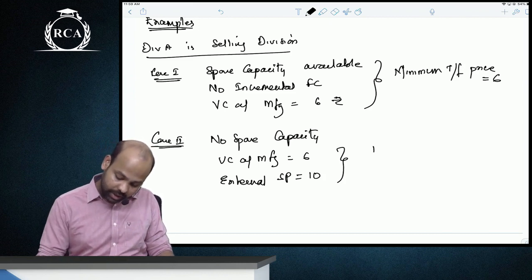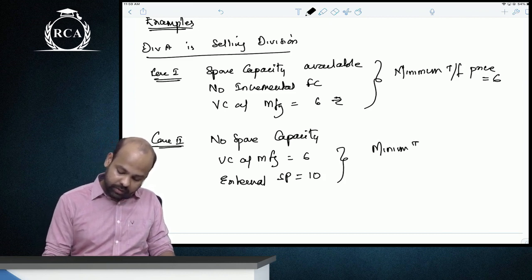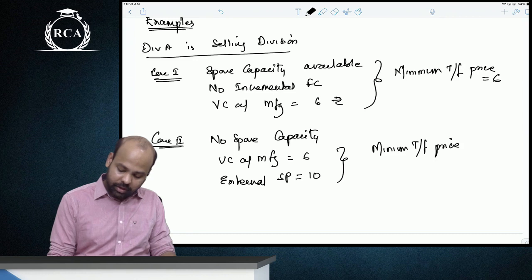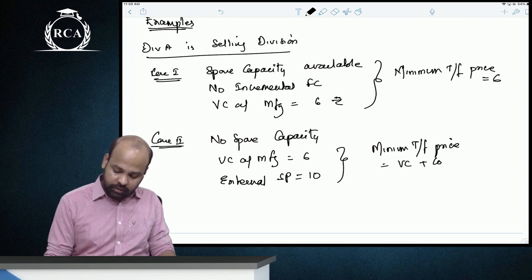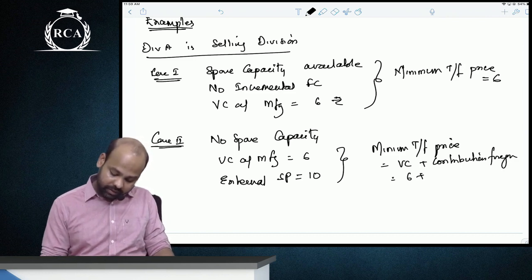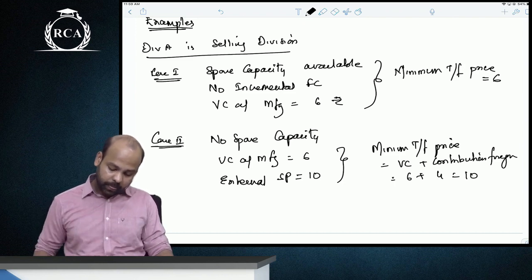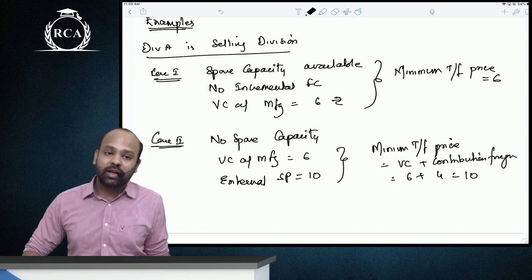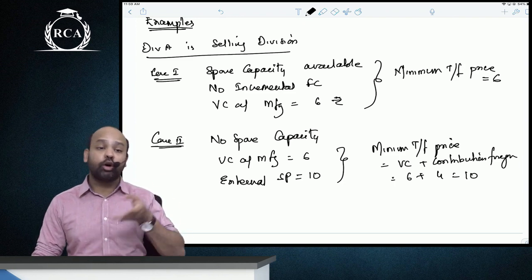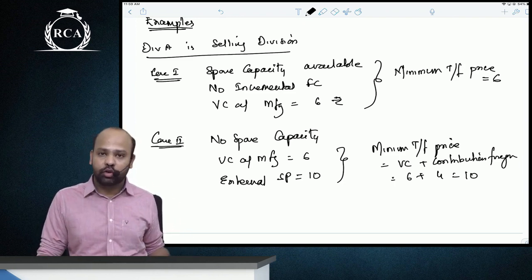So here I'll write minimum transfer price. Because there is no spare capacity, you will write your variable cost plus contribution foregone. So this would be 6, the variable cost of manufacturing, plus 4, which is 10 rupees. You will not want to transfer for anything less than 10 rupees because that is your opportunity cost.